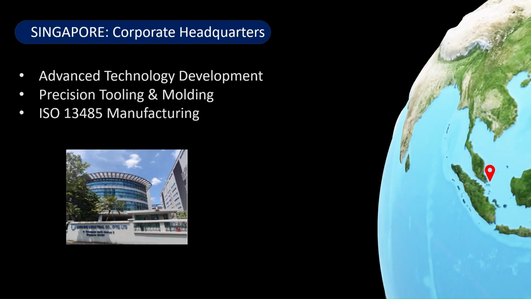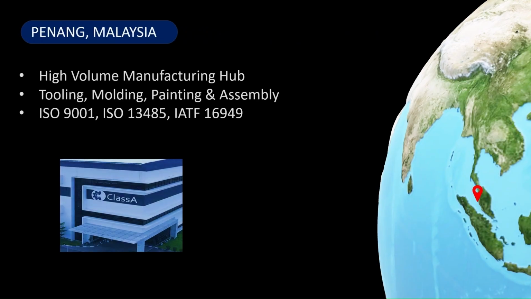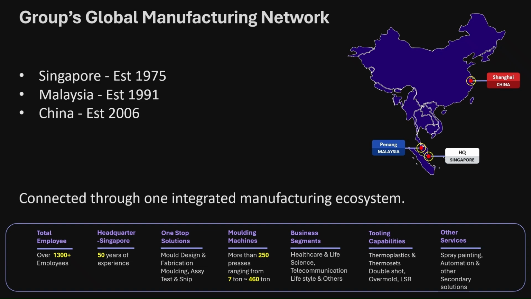Singapore, our corporate headquarters, established in 1975. Shanghai, China, precision tooling and advanced LSR manufacturing. Penang, Malaysia, our high-volume manufacturing hub, right here. Over 1,300 people. One connected manufacturing ecosystem.